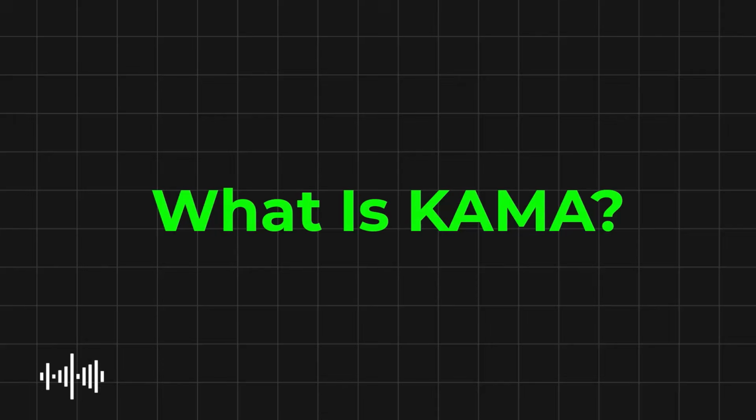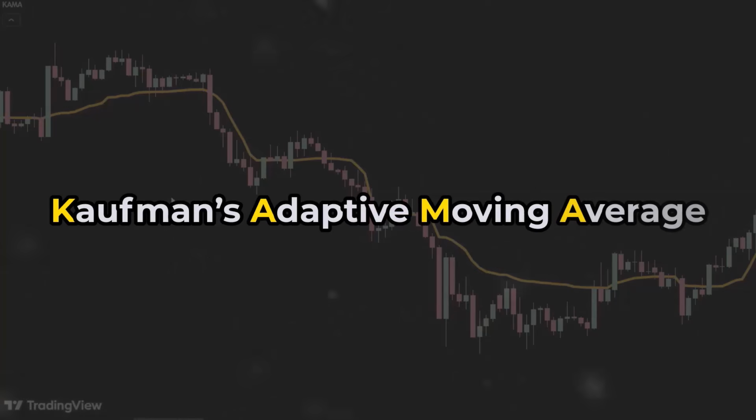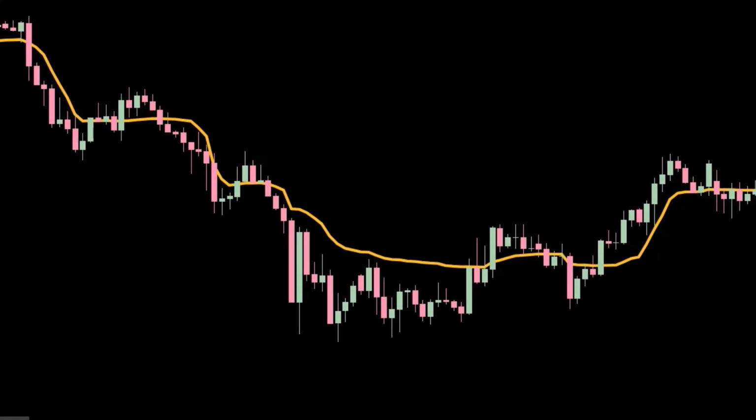What is KAMA? KAMA stands for Kaufman Adaptive Moving Average. Like other moving averages, KAMA helps us identify the market direction. But unlike a traditional moving average, KAMA can adapt its responsiveness to changing market conditions. Let's add it to the chart.